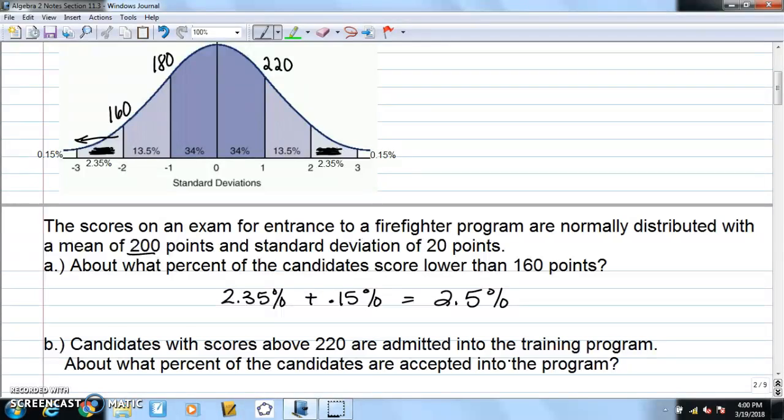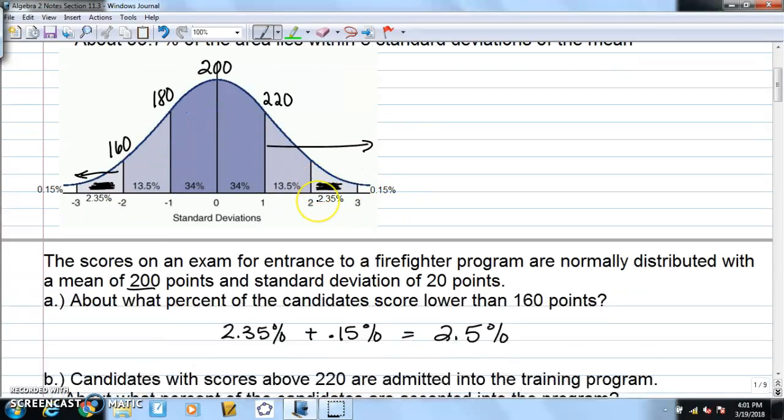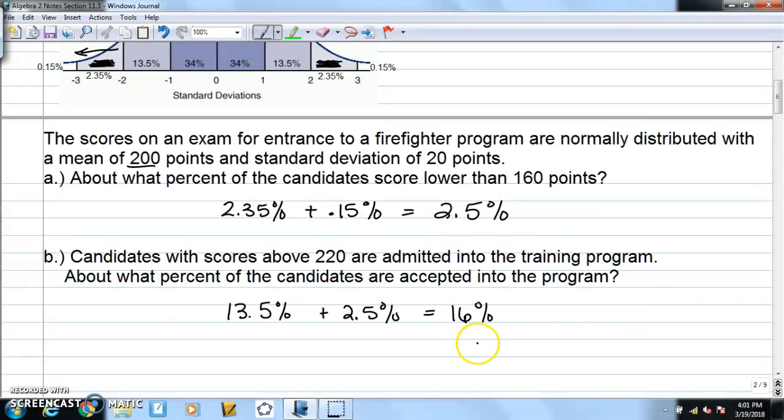Okay, then part B says candidates with scores above 220 are admitted into the training program. About what percent of the candidates are accepted into the program then? Okay, so above 220. Well, above 220 would be everything from here to the right. So it's a 13.5 plus we know these already add up to 2.5. We just did that on the other side. So it's 13.5% plus 2.5%, which adds up to 16%. So about 16% of them are accepted into the program.